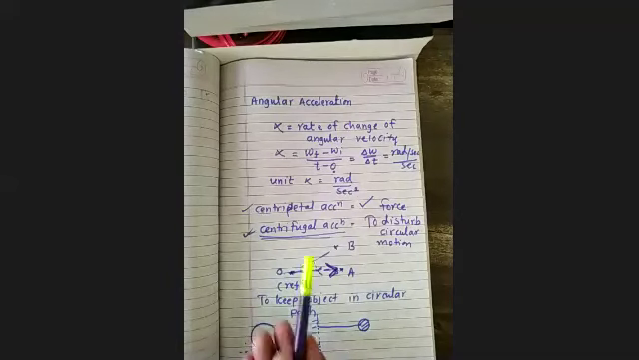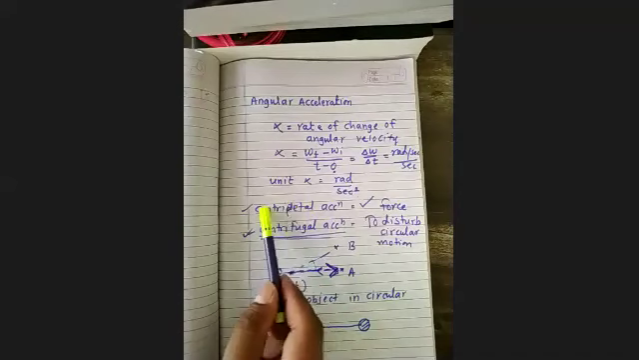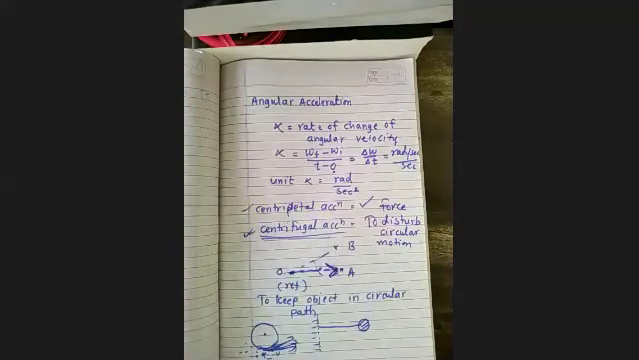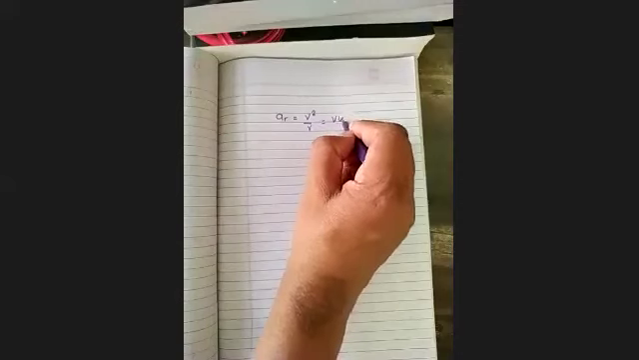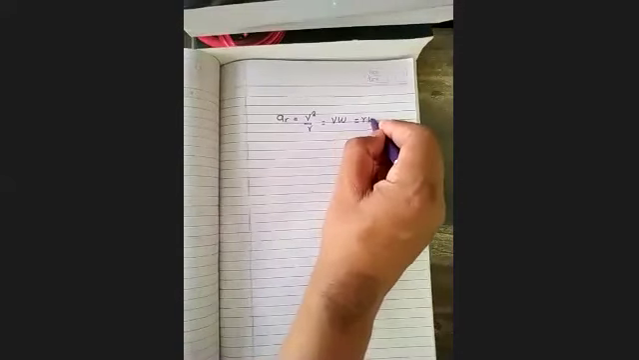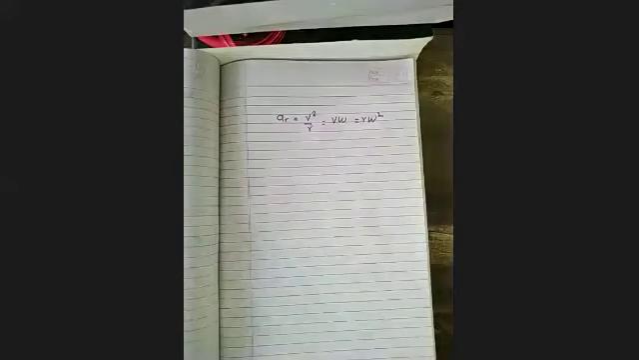Now, we already derived the formula for the centripetal acceleration. What was the formula? Centripetal acceleration, or the radial acceleration, a_R, is equal to v squared upon r, or v omega, or r omega squared. This was the formula I derived in the last academic year, in the 11th standard, where we studied that.